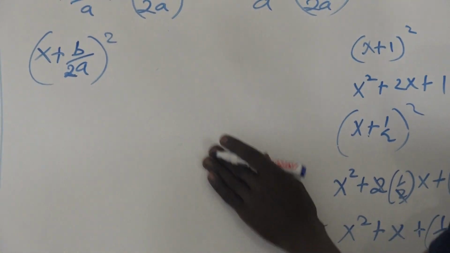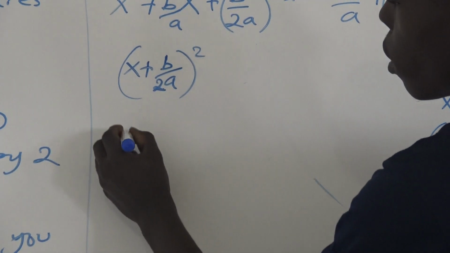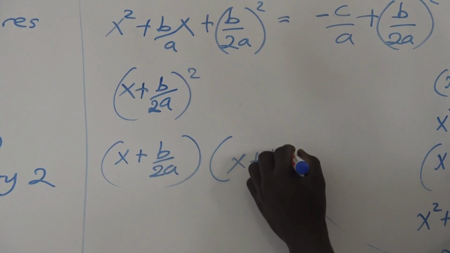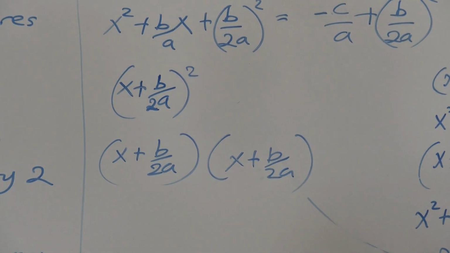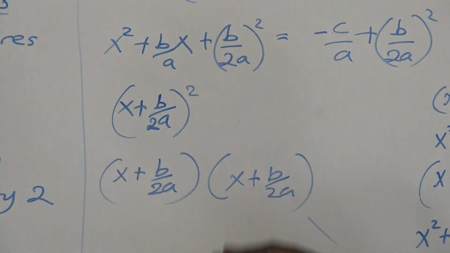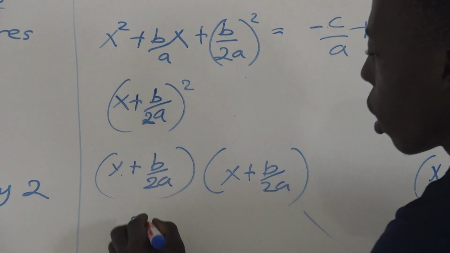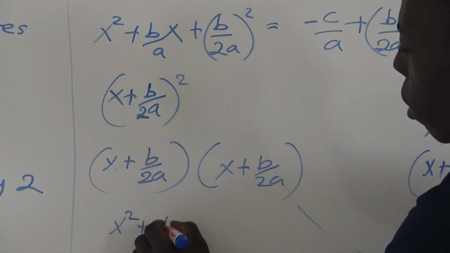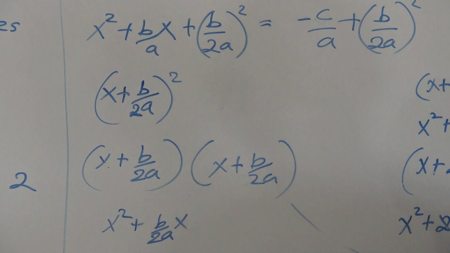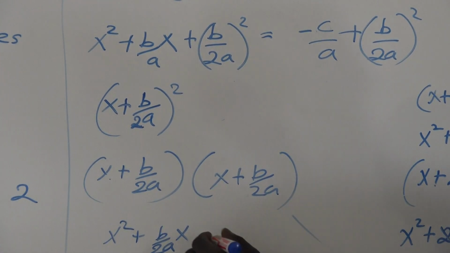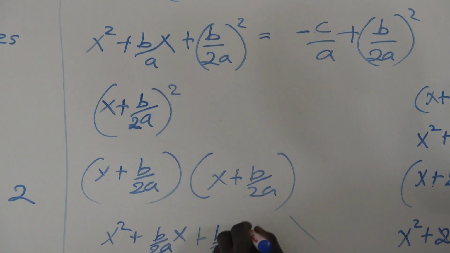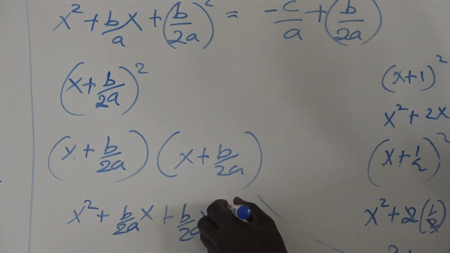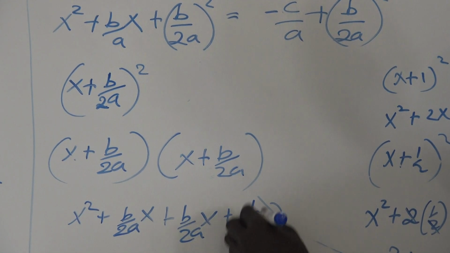So we can try to check if it is correct by saying that it is x plus b out of 2a, then here times x plus b out of 2a. If we try to multiply this one, we see whether we can get this one. So this times this, you get x squared. So now this times this, you get plus b out of 2a x. Also we have this times this, which is again plus b out of 2a x. So now we have this one times this, which is plus b out of 2a, but the whole thing squared.